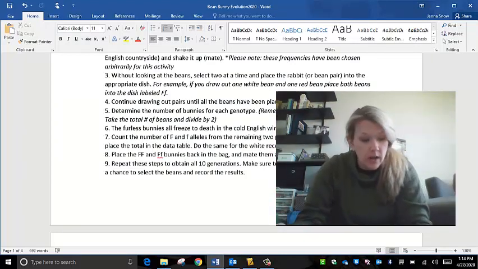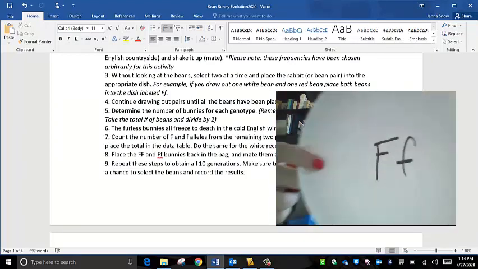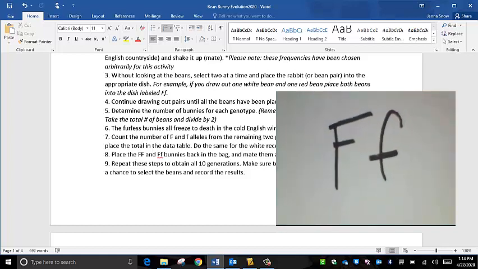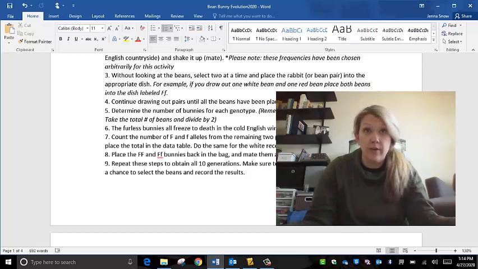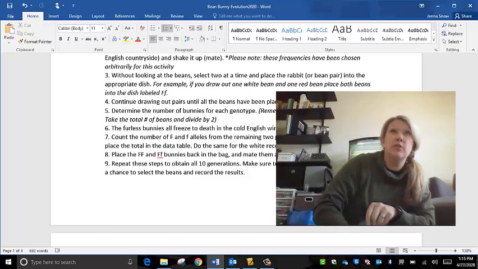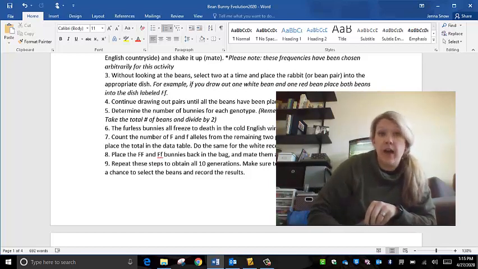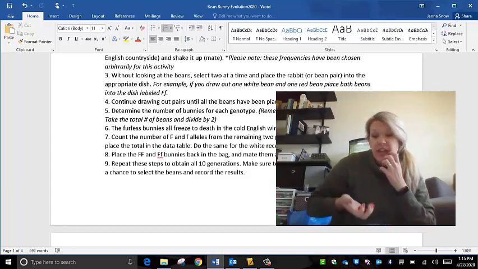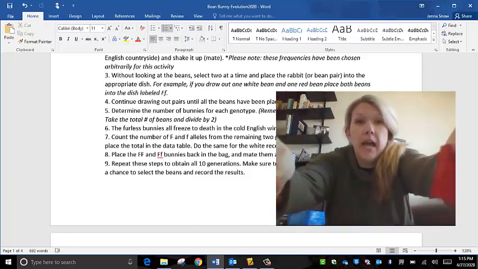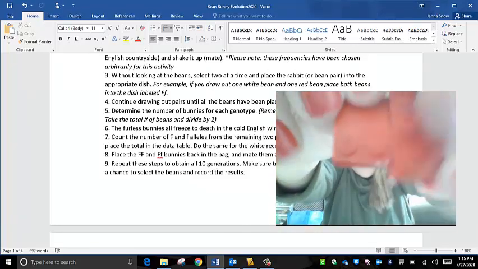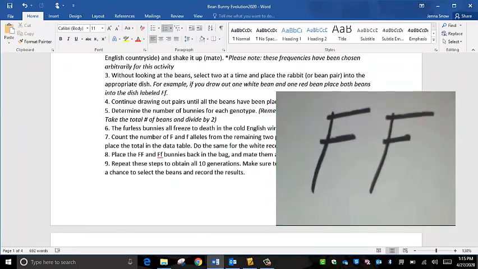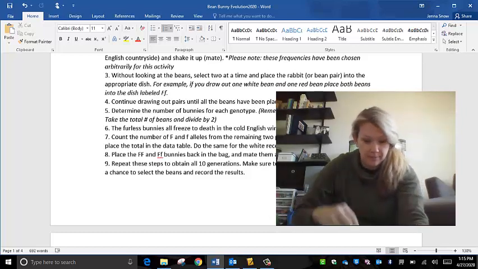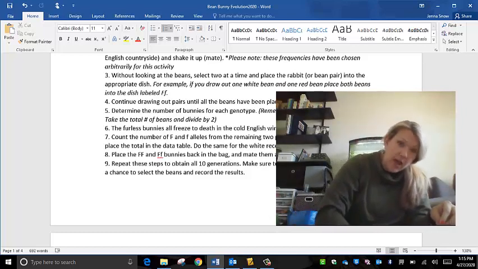Because they have one of each, I'm going to put them on my heterozygous plate, okay? So the first bunny I pulled out was heterozygous. And I'm going to keep doing this until I've got all of my selected. So the second time, I drew out 2 reds. So 2 reds are dominant, so I'm going to put those on my double dominant plate. And I'm going to keep doing that.